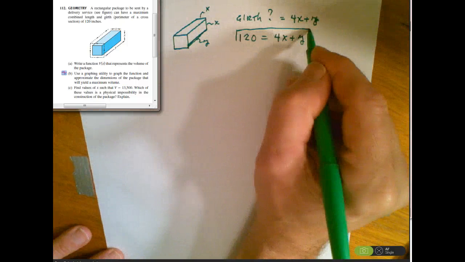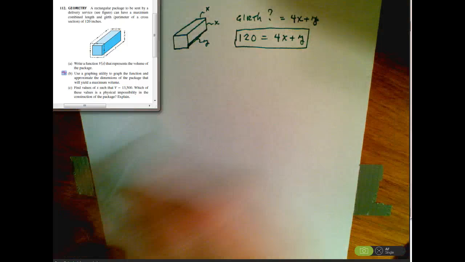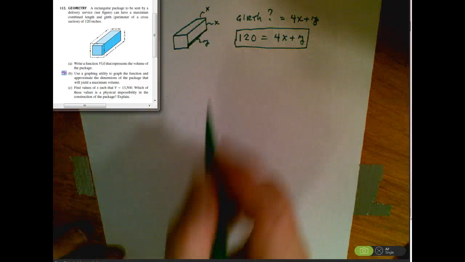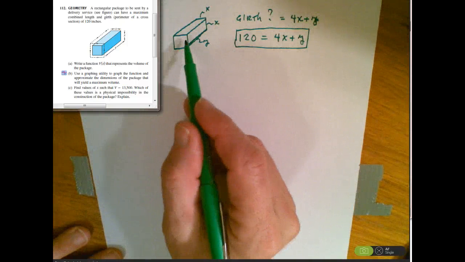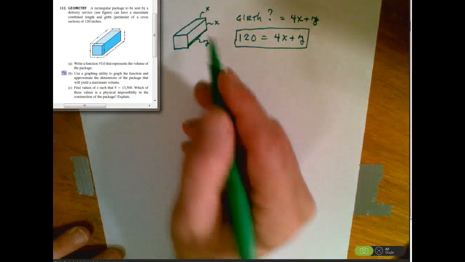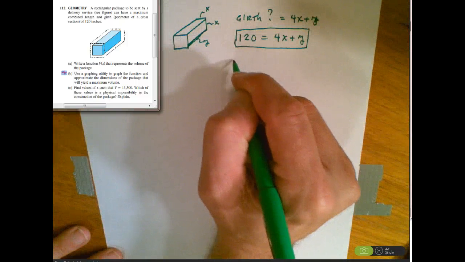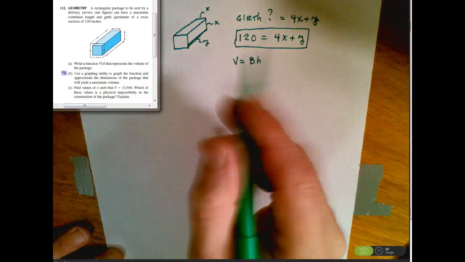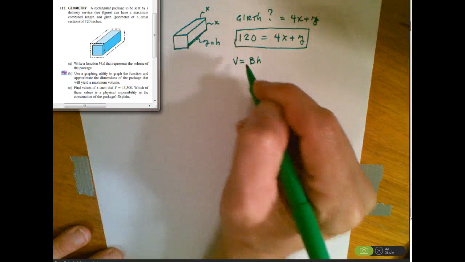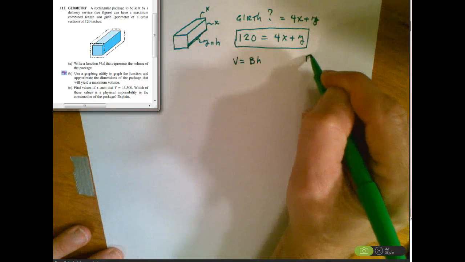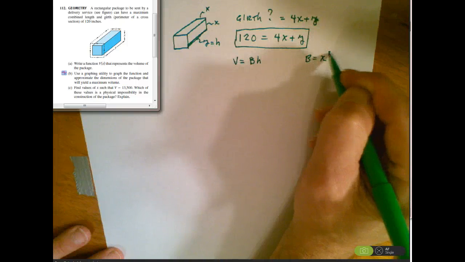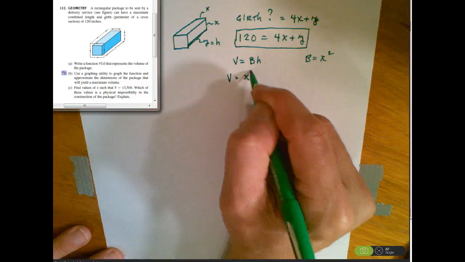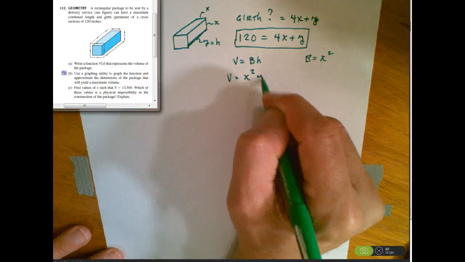So that is what I call a constraint equation. That'll help us out. Now it says write a function for the volume. Well, remember, this is a prism, so it's got a square base. So the volume of this prism would be the area of the base times the height. In our case, y is the height, and the base here is just x squared. So the volume now would be x squared times y.